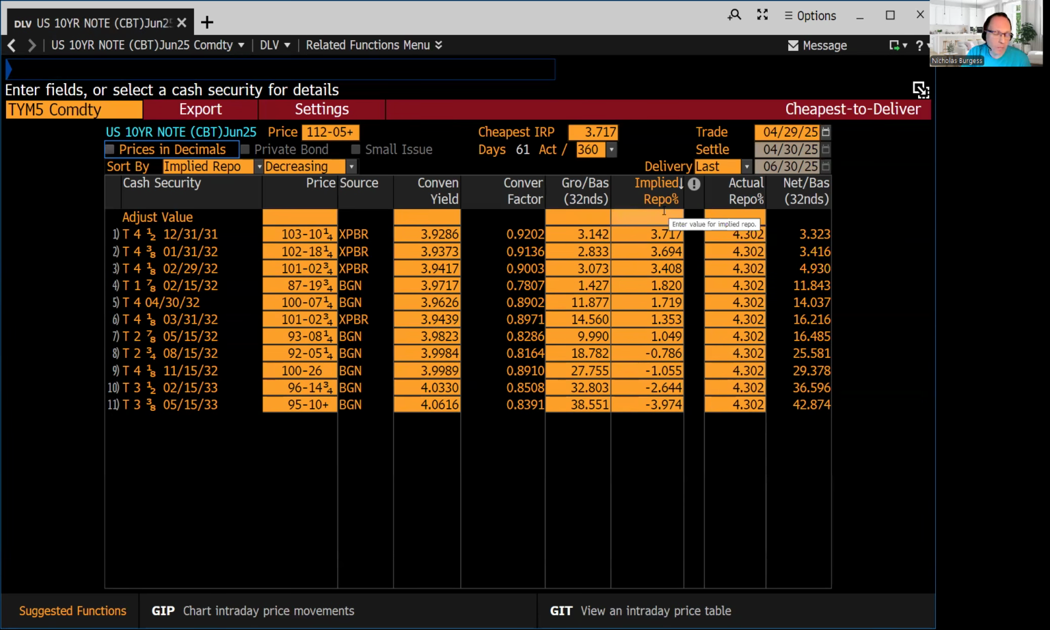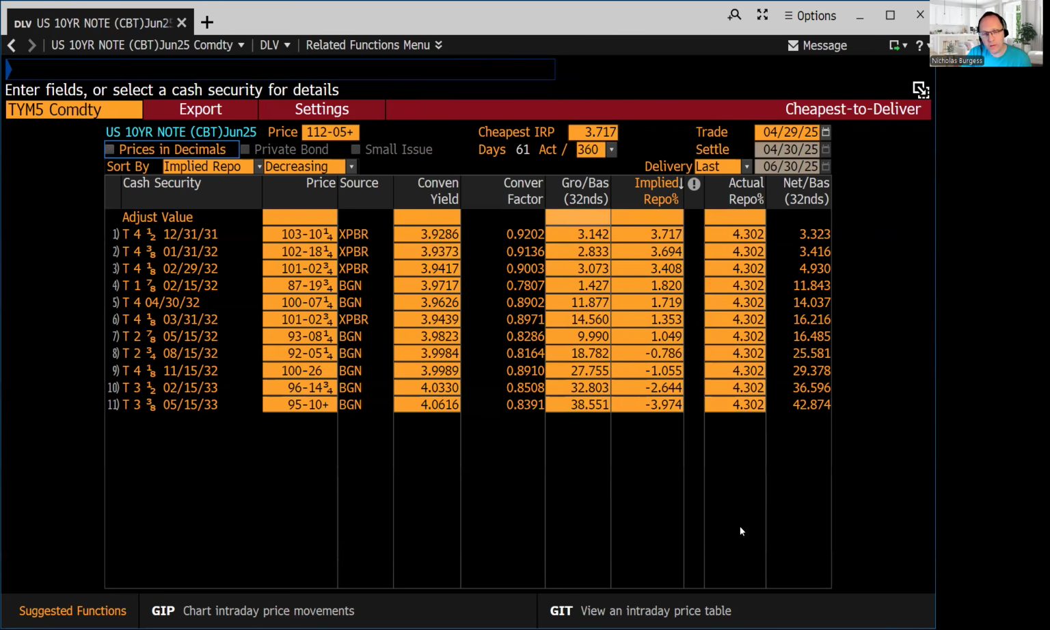And the implied repo is something quite different. It's very specific to bond futures, and it's this growth factor so that our cash price matches the futures price. So they're two very different things, not to be confused. Now we've got two other things to mention: gross basis and net basis.